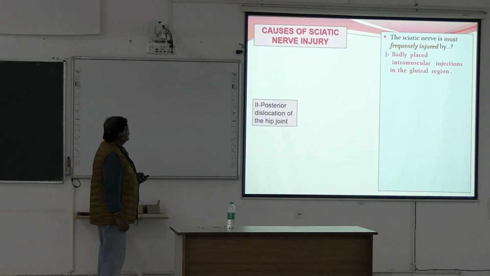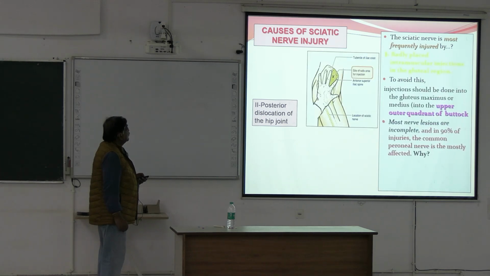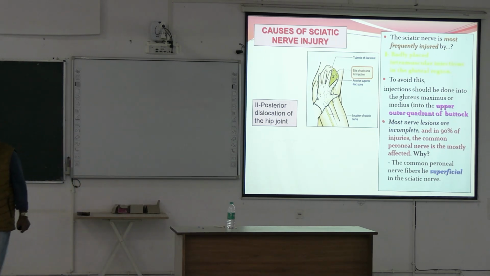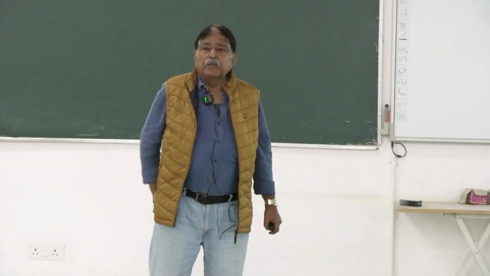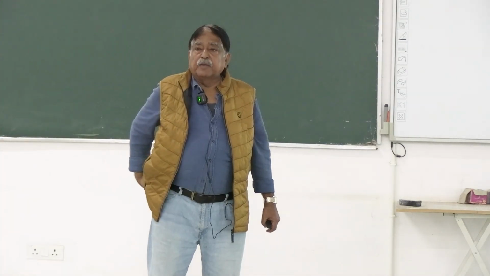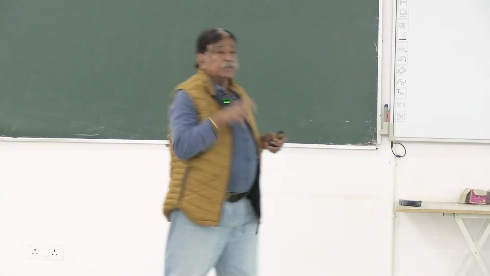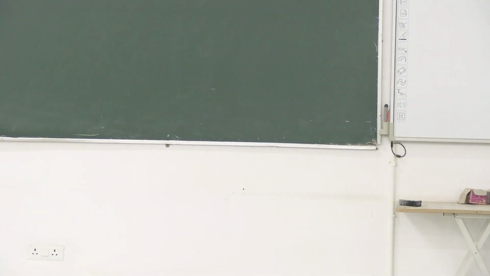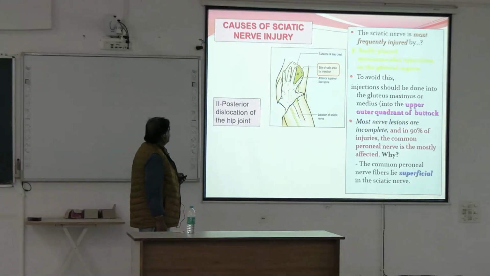Causes of sciatic nerve injury. Now, the anatomical disposition of the sciatic nerve is that it comes from the sciatic foramen and goes below. So what is this? The dislocation of the hip. Posterior dislocation of the hip, and the location of the sciatic nerve is here.